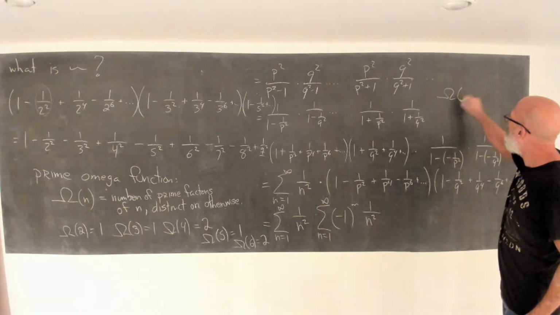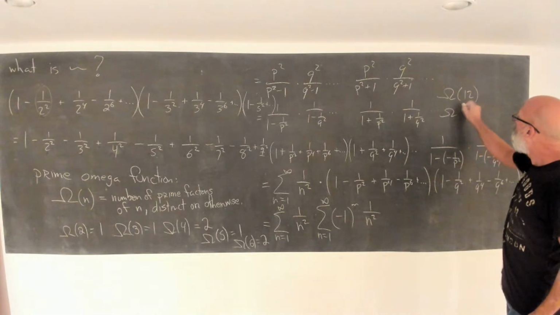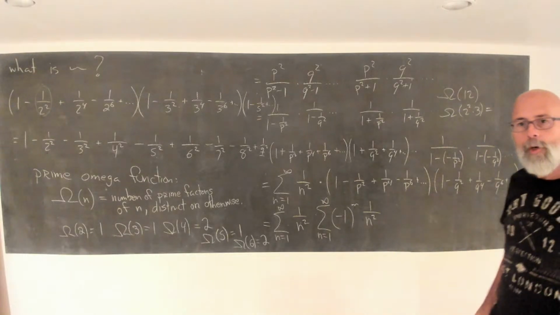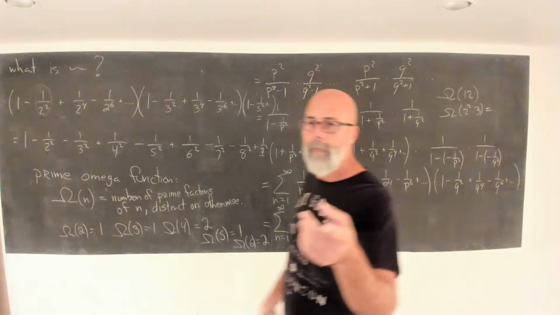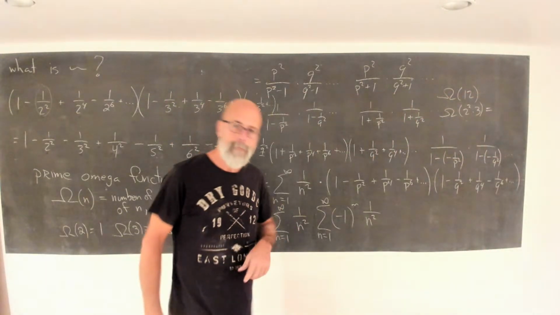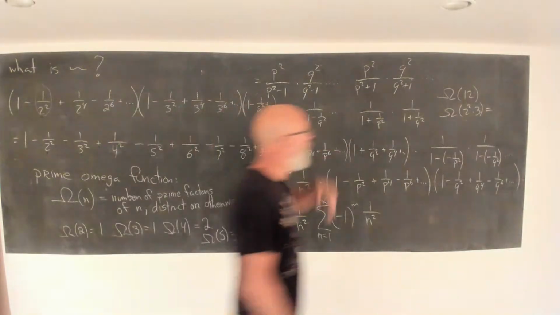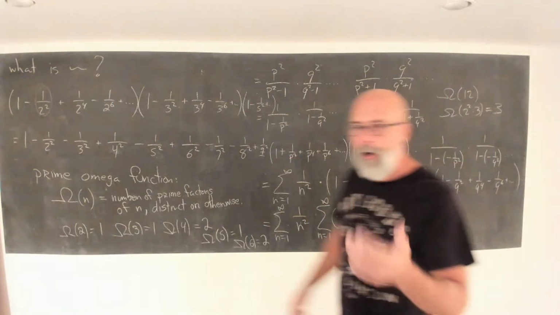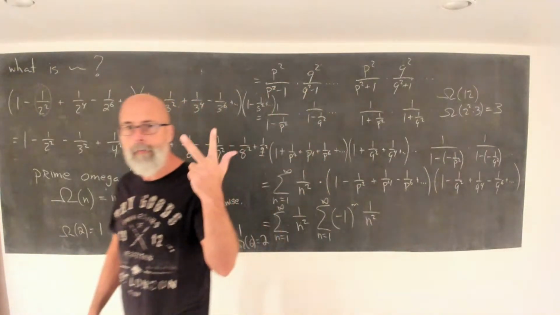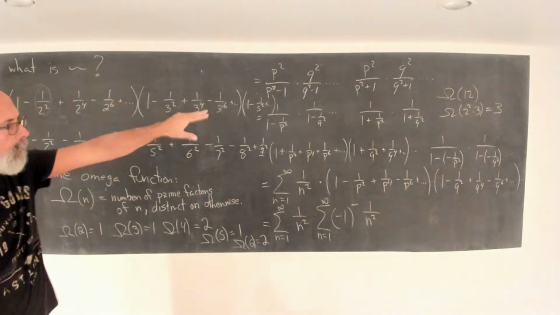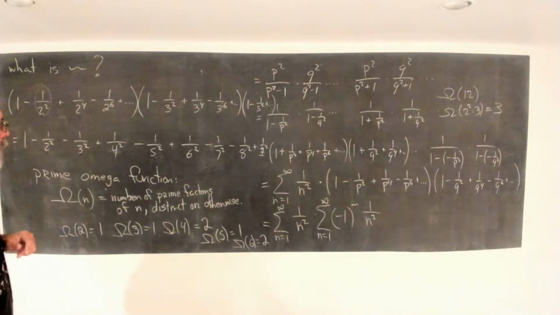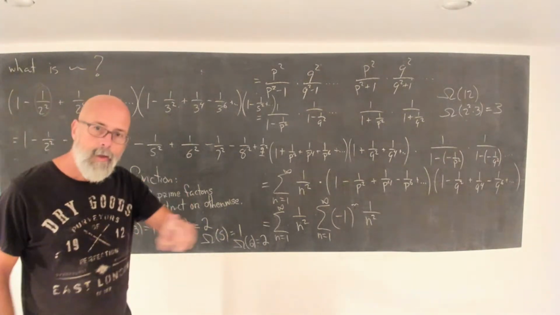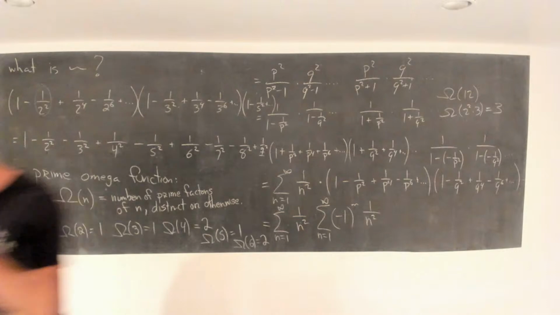Omega of 12, which is 2 squared times 3. What is omega of 12? Omega of 12 is 3. Exactly that. Right? 2 times 2 times 3. 3 prime factors. Omega of 12 is 3. So that's what we're looking at.